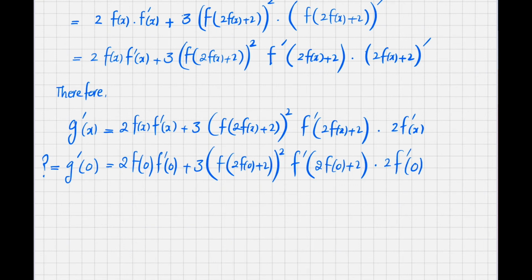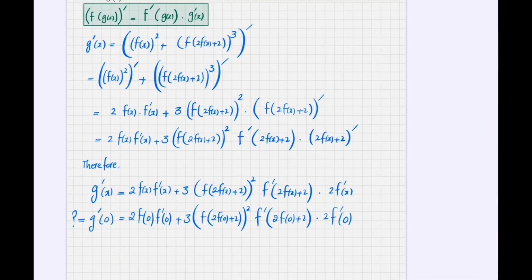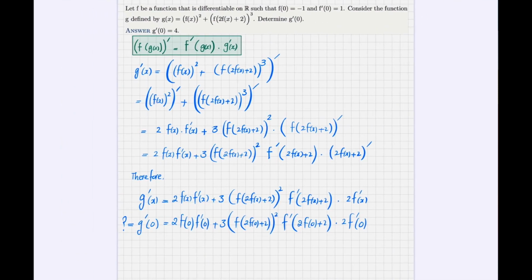And then I have to use what is given in the problem. Yes? So what is given in the problem? f of 0 is minus 1, f prime of 0 is 1. So let me substitute. So this becomes equal 2 times, instead of this f of 0 that you see here, I put negative 1. Instead of f prime of 0 here that you see, I put 1. So let me write it patiently. So it becomes negative 1 multiplied by 1 plus 3 times.